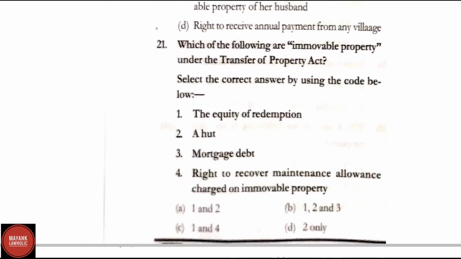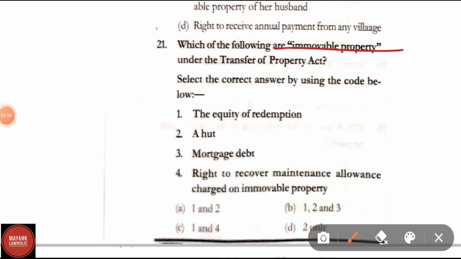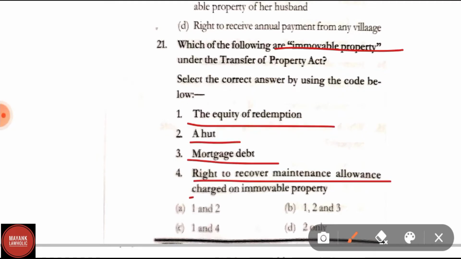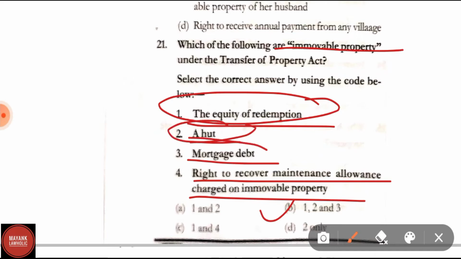Question number 21. Which of the following are immovable property under the Transfer of Property Act? Select the correct answer by using the code given below. The equity of redemption, a hut, mortgage debt, right to recover maintenance allowance charged on immovable property. Here the correct answer is option B. That is, the equity of redemption, hut and mortgage debt are immovable property. Right to recover maintenance allowance charged on immovable property is not immovable property.